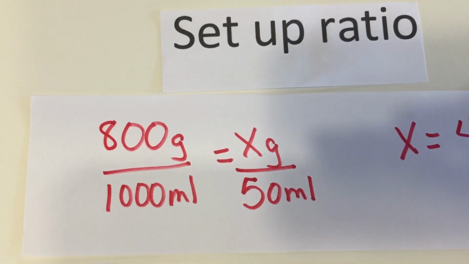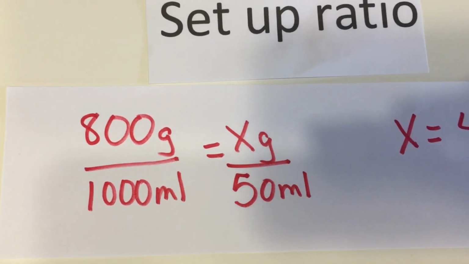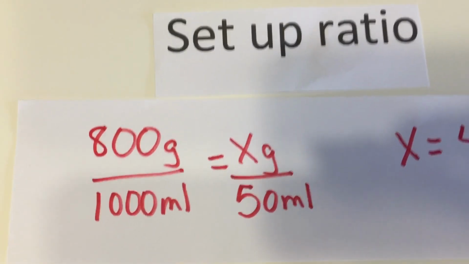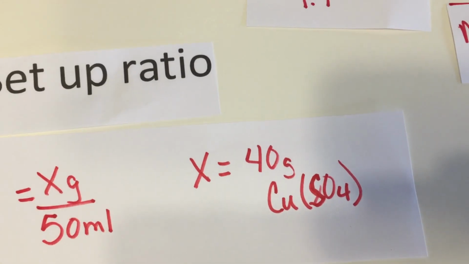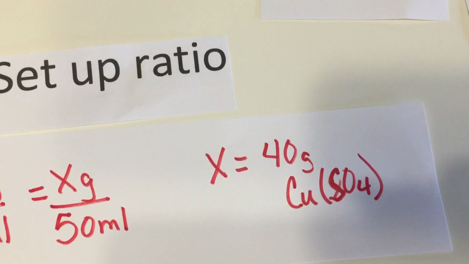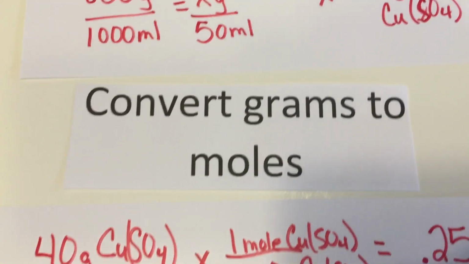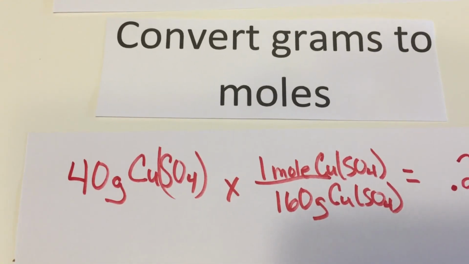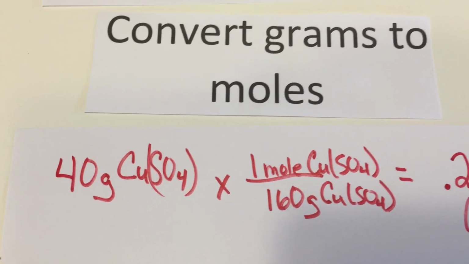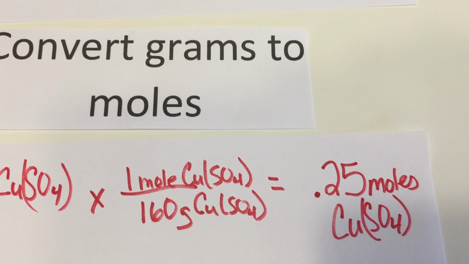Okay, then we're going to set up our ratio. 800 grams for 1,000 milliliters equals x grams over 50 milliliters. We solve for x and we get x equals 40 grams of copper sulfate. Okay, now we're going to convert the grams to moles. So we take 40 grams of copper sulfate, multiply it by the formula weight of copper sulfate, and we get 0.25 moles of copper sulfate.